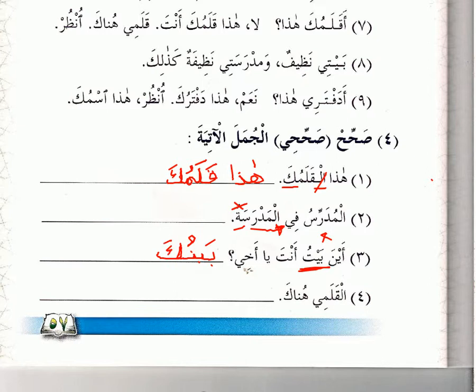Okay, last sentence, al-qalami hunak. This is like the other error we did. Al-qalami hunak. The "al" is wrong. Right, the "al" is wrong. So you could say either, Hafsa says, you could say al-qalamu or you could say qalami.